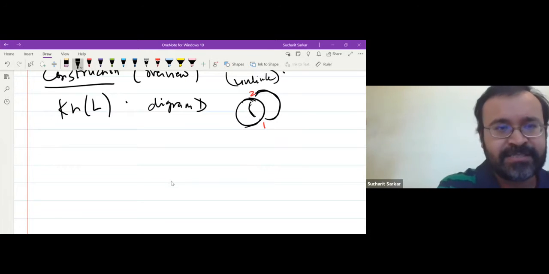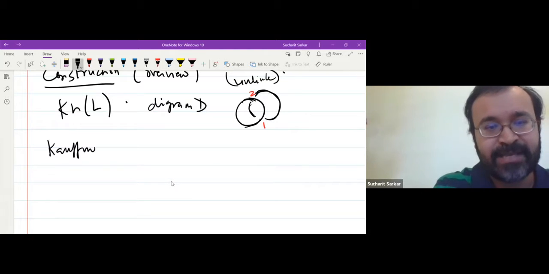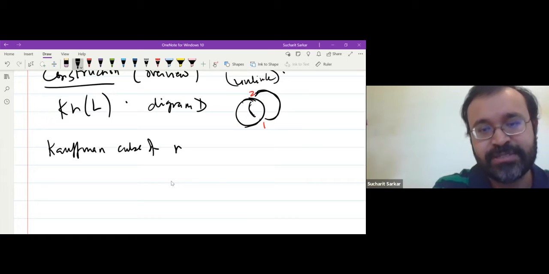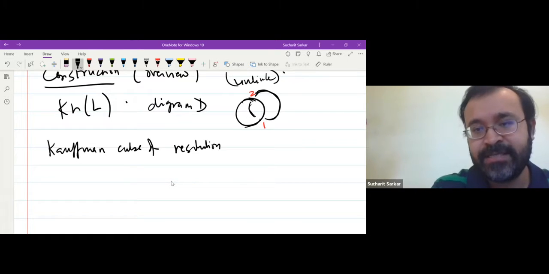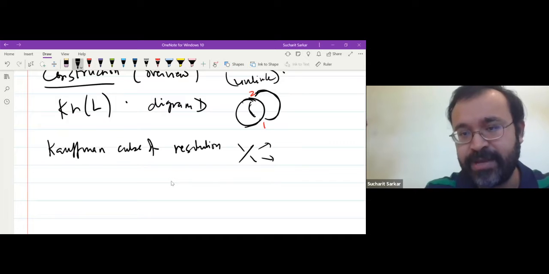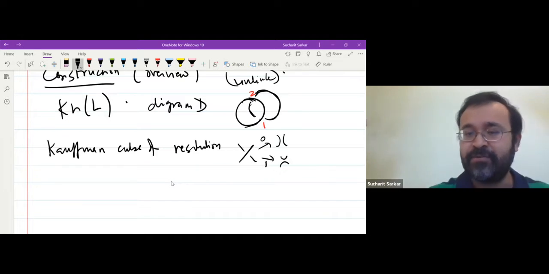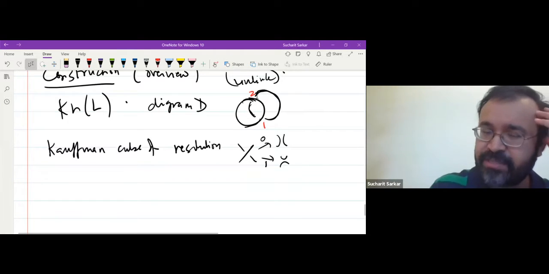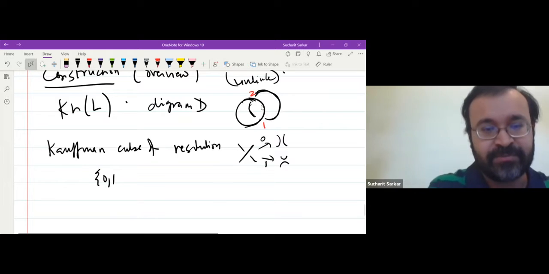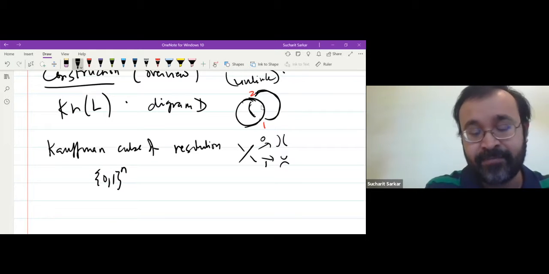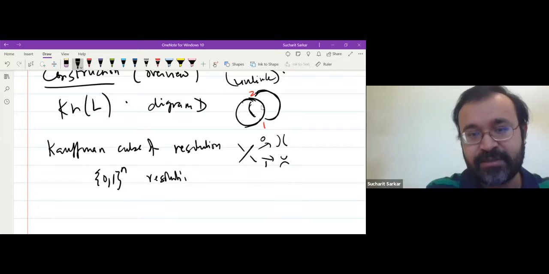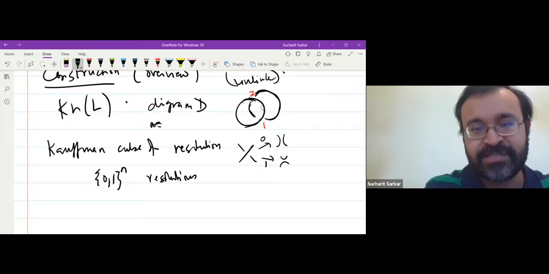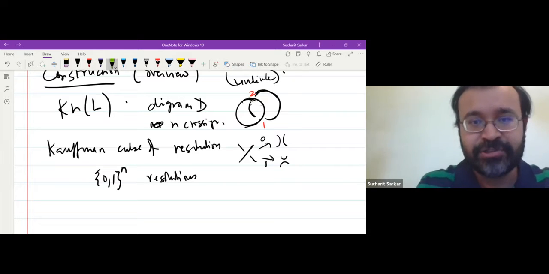Then this is Kauffman's cube of resolutions. What I mean by that is that each crossing can be resolved in two ways, which Kauffman calls A and B, but we call 0 and 1. So each crossing can be resolved locally by the 1 resolution or the 0 resolution like this. So all the crossings together can be resolved in {0,1}^n possible ways, where n is the number of crossings. So that's the total number of resolutions.